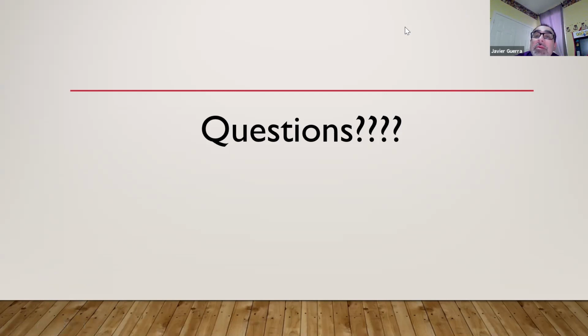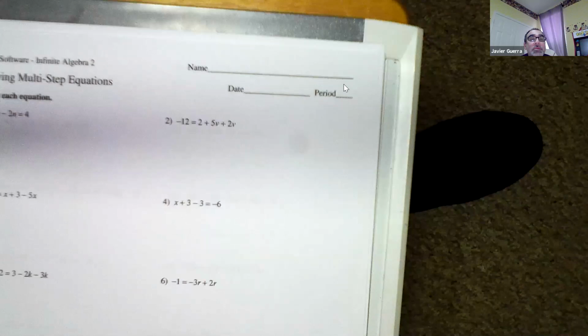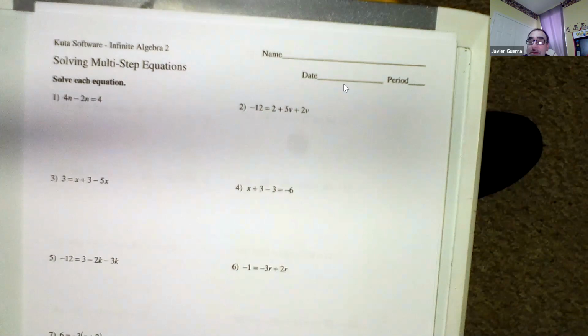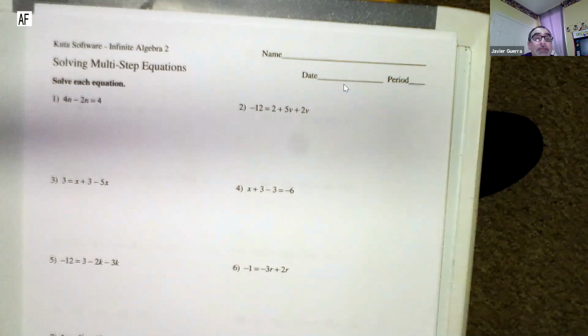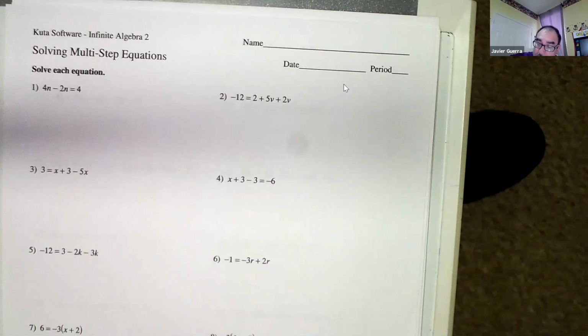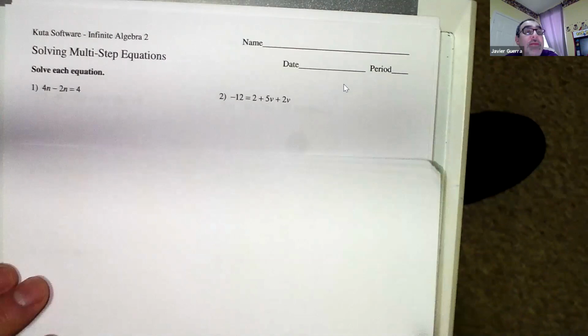Okay, so I am going to switch my page now to the handout that was given to you all, and we're going to work out some of these problems that you are going to need to know. The first one we're going to do is called solving multi-step equations. There are some things I was taught in school taking math that seemed kind of weird, but hey, that helped me get through my degree.